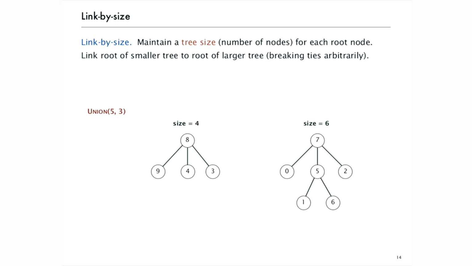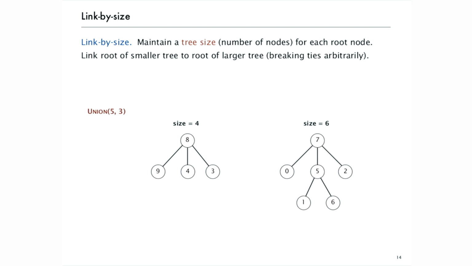Maintain a size tree, like the number of nodes for each root node, and link the root of the smaller tree to the root of the larger tree, breaking ties arbitrarily. So I can maintain a size invariant very easily. Whenever you are creating a set, what is its size? 1. And whenever you are merging two things or taking the union of two things, the new size at this root I can store as this plus this, and that's it. So this is a very easy invariant to maintain.